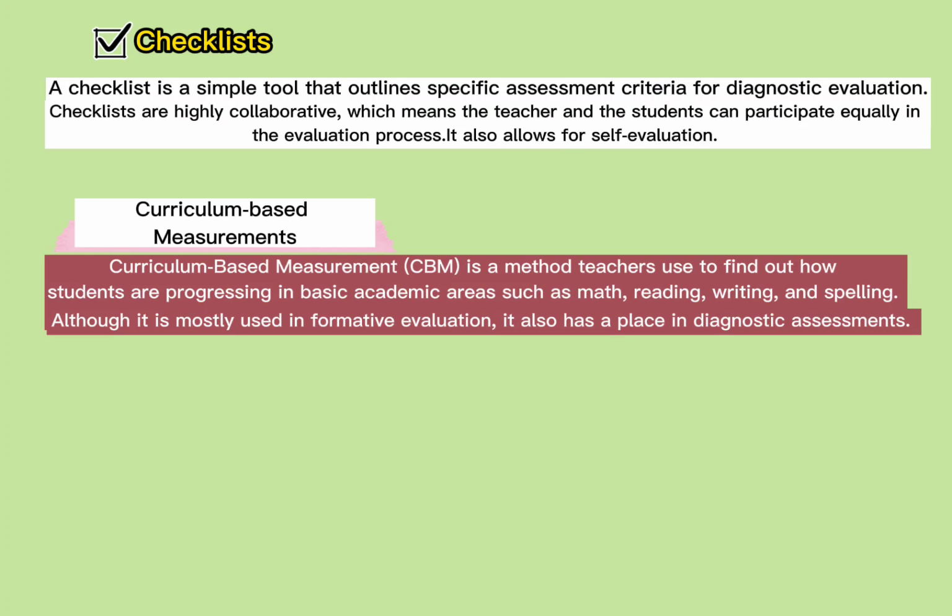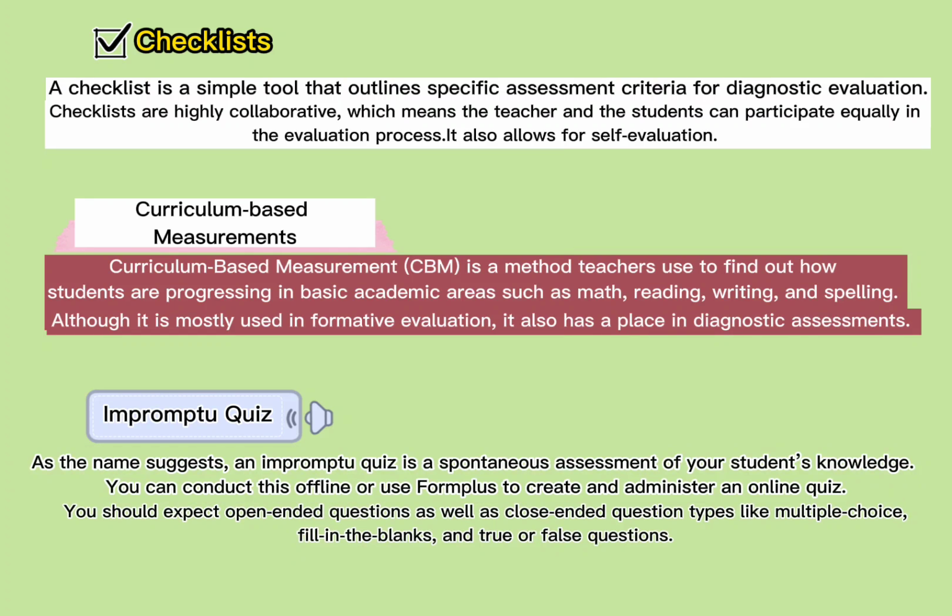First, dynamic indicators of basic early literacy skills; second, grade oral reading test; and third, group mathematics assessment and diagnostic evaluation. Impromptu quiz. As the name suggests, an impromptu quiz is a spontaneous assessment of your students' knowledge.